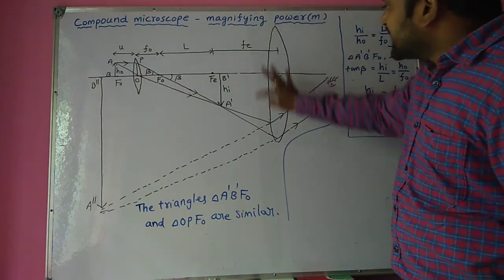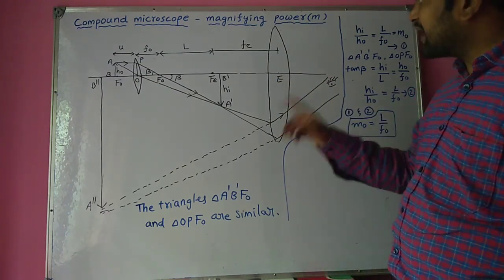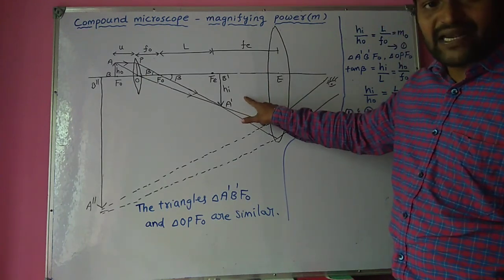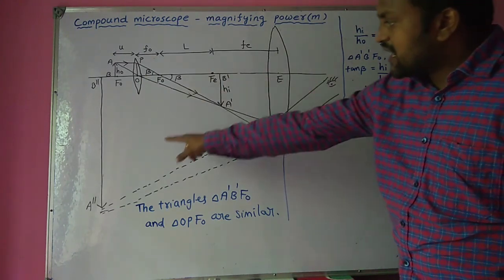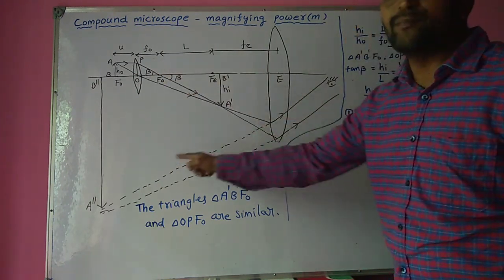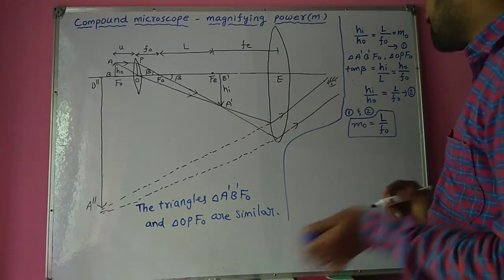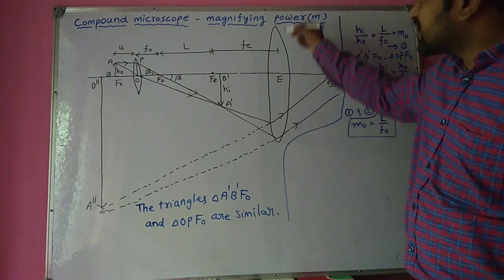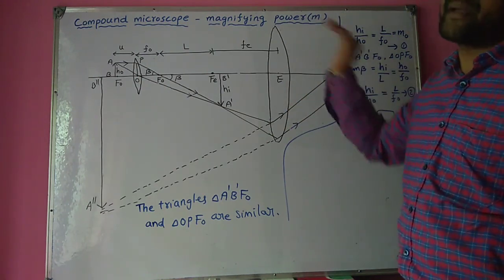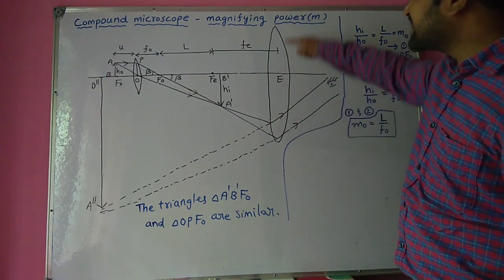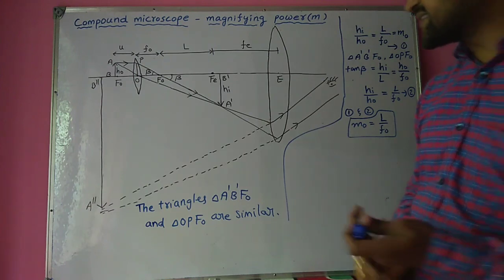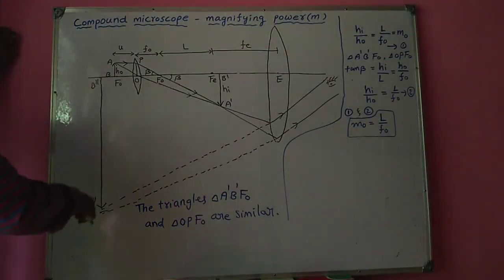In case of simple microscope, already we have discussed that when the object is placed at a distance less than focal length, it forms an erect, virtual and enlarged image. This second case is nothing but the simple microscope case. The magnification due to this eyepiece is nothing but the magnifying power due to simple microscope. So, for time being, let us consider the final image A double dash B double dash.